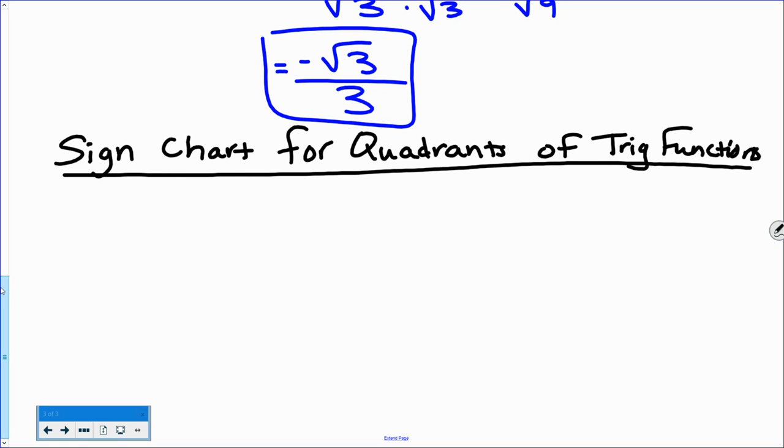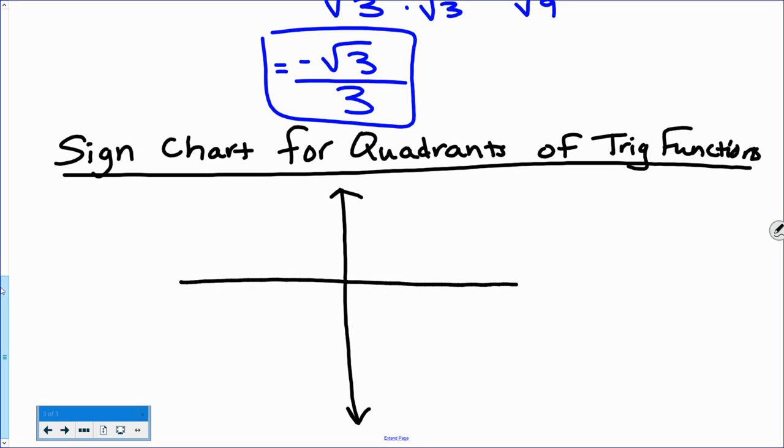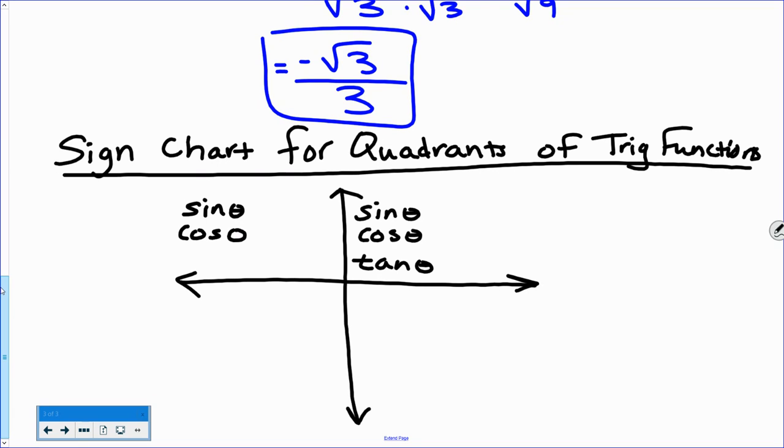All right, so I'm going to draw on a coordinate plane here, and I'm going to want to leave enough space so that I can write down something for sine of theta, cosine of theta, and tangent of theta in every single quadrant. So make enough space for that.